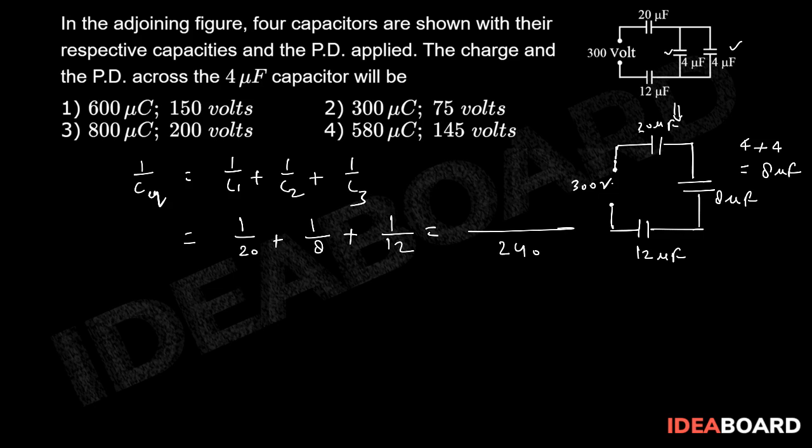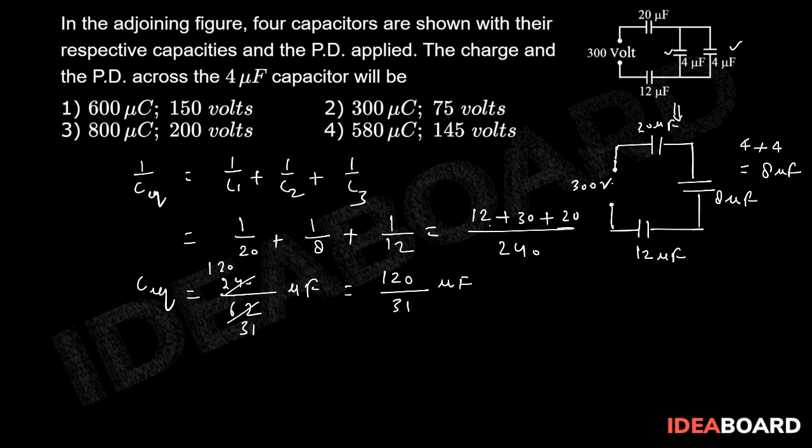If you take 20 into 240, that would be 12. So 12 plus 30 plus 20, and C equivalent will be 240 divided by 62, which is 62 microfarad. Let us make it a little bit easier: 120 by 31 microfarad is going to be the equivalent capacitance.